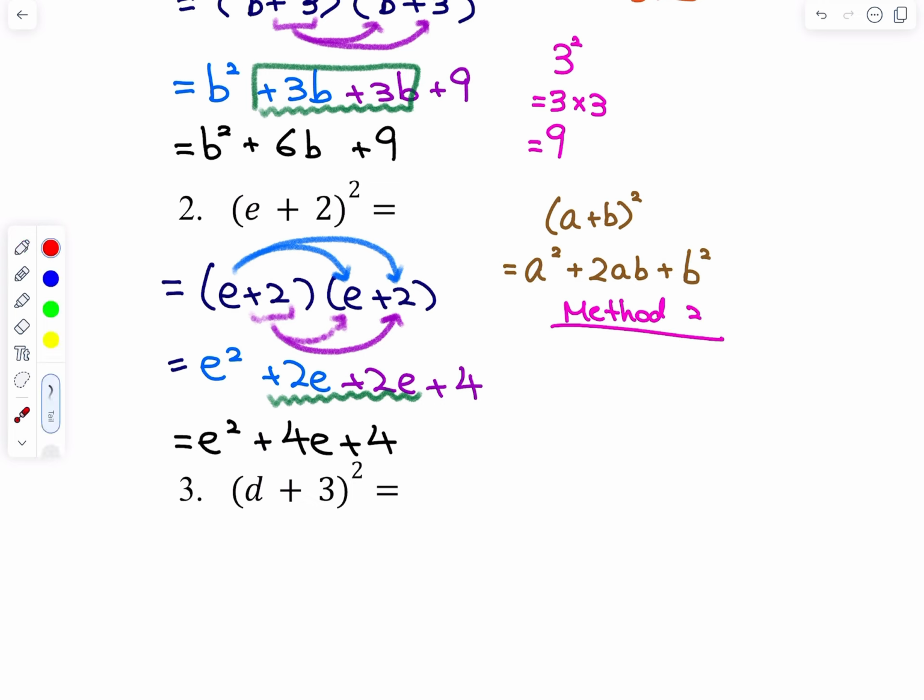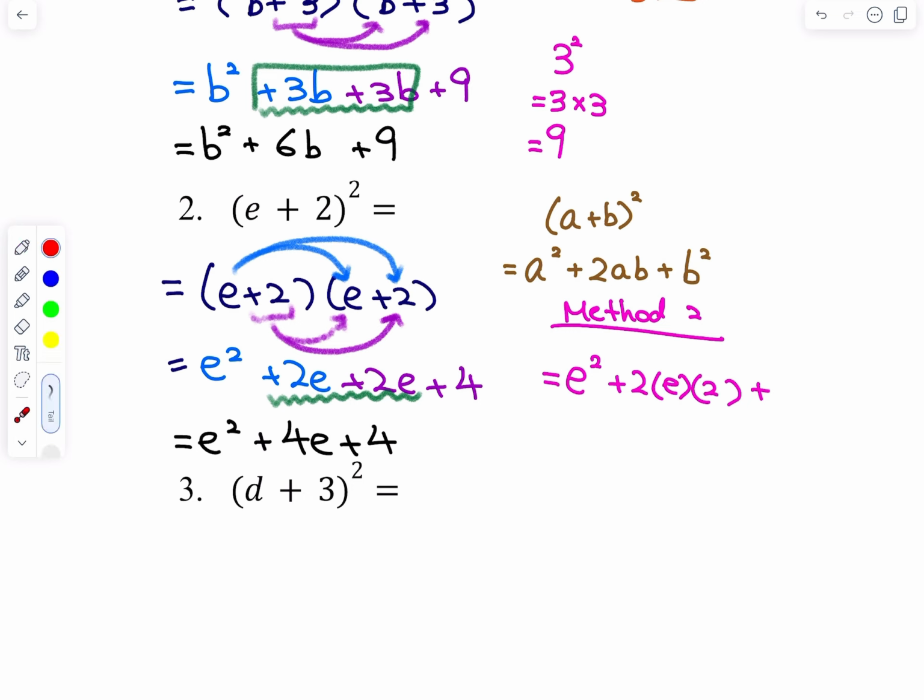But it can only be used when there's a square out there, alright? So a square, that means the first thing squared. The first thing is e. So it will equal e squared plus 2, the first thing, the second thing. So what's the first thing? E. What's the second thing? 2.